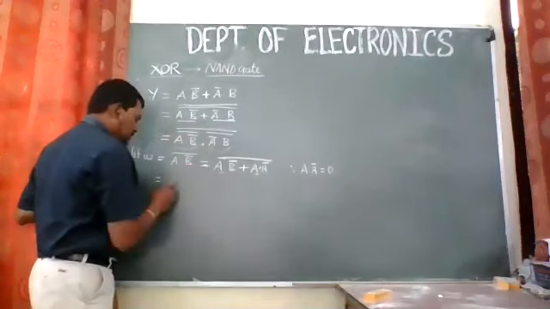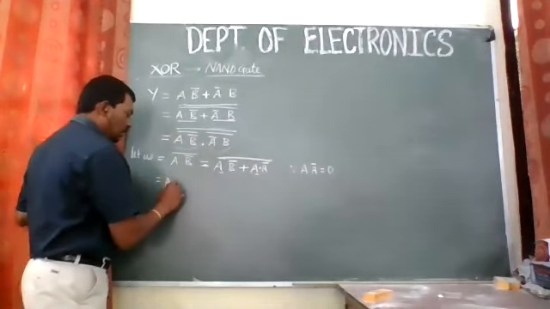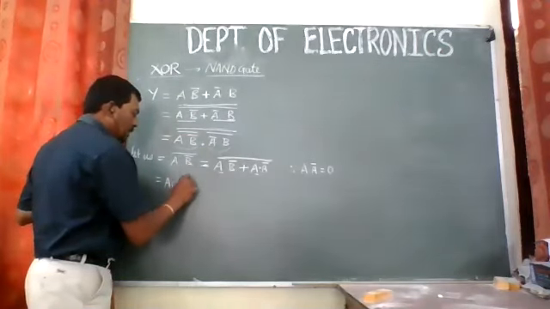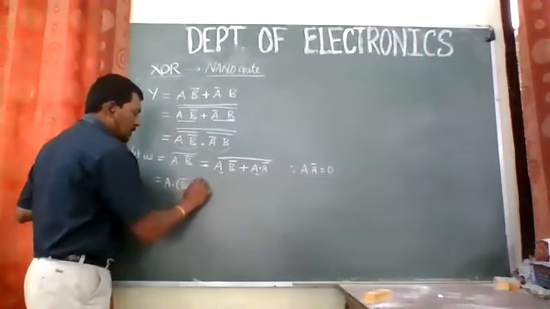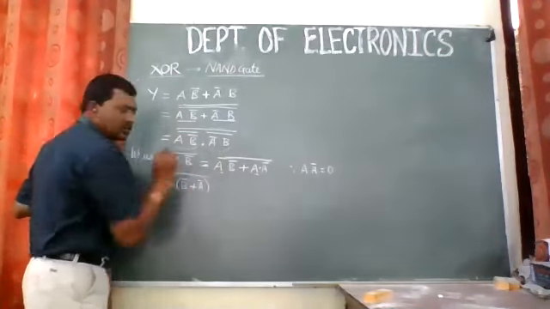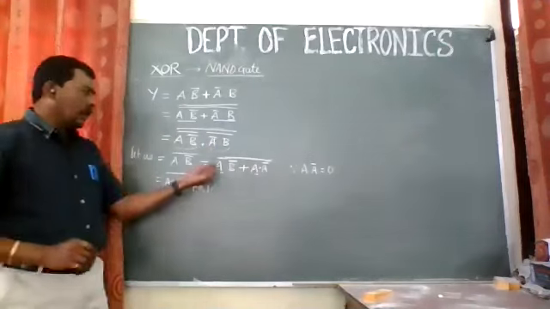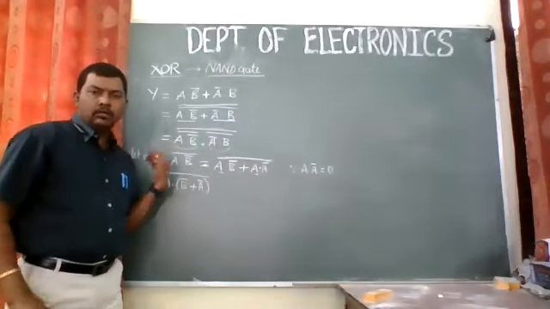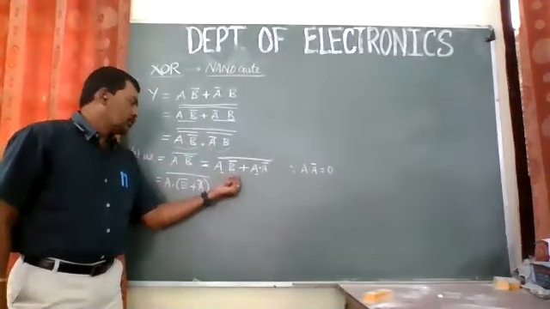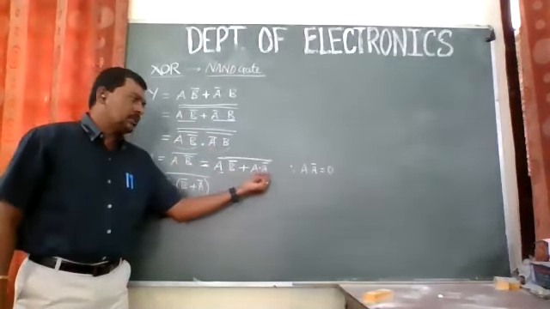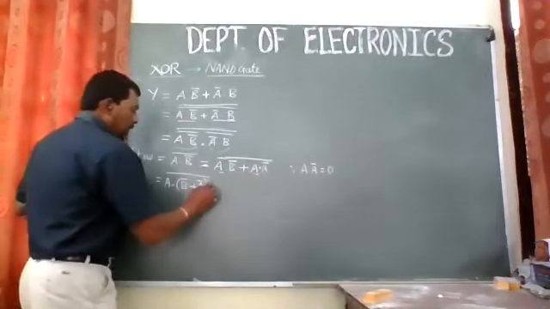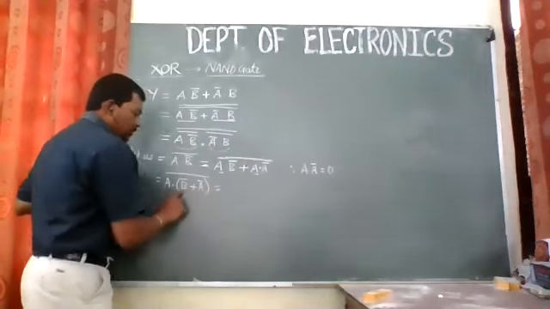Now here A is common, so I am taking it out. So in the bracket we'll have A dot B bar plus A bar, with the whole complement. What I have done is I have just taken A outside as a factor. So A common, we are having B bar plus A bar only. So A is out of the bracket. Now, can you reduce that further?